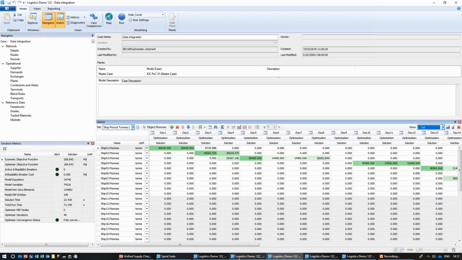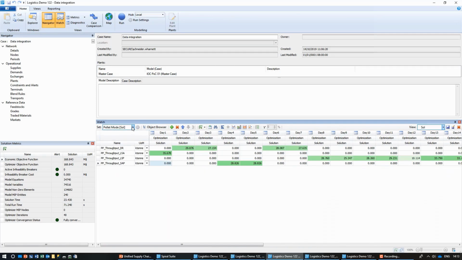Now let's look upstream at the production sequence on the pellet mode page. We can see each of the different pellet types that are produced each day. It starts with type LSA, swaps then to DR, and then a couple of days of SAP, back to DR, and then several days of LSF.